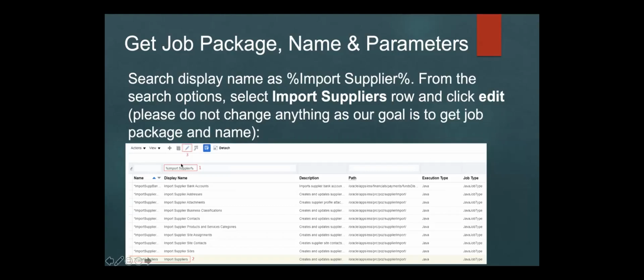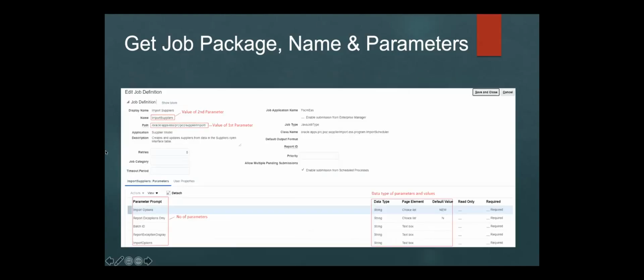Once you go there, you can select Import Supplier, because we want to import suppliers. Simply search for it from here, the search result will appear, and then click on it and click on the edit button. Once you do this, you can get all these three things. Here, the path is the value of the first parameter. The name will be the second parameter. And the parameters will be five.